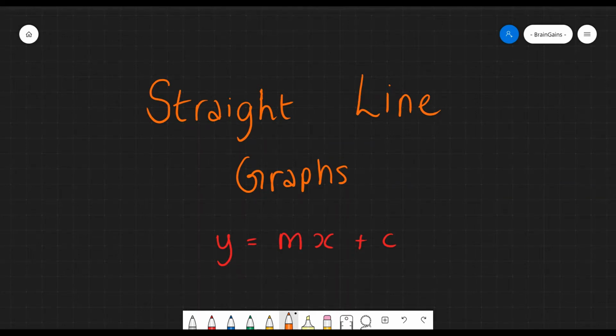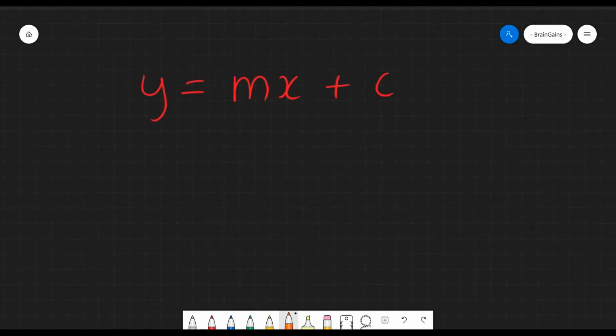In this video, we'll be covering straight line graphs, how to find the equations of straight line graphs, and what the equation of a straight line graph tells you. Every straight line graph can be written in the form y equals mx plus c. Having the equation in this form helps you for the reasons we're about to cover now.